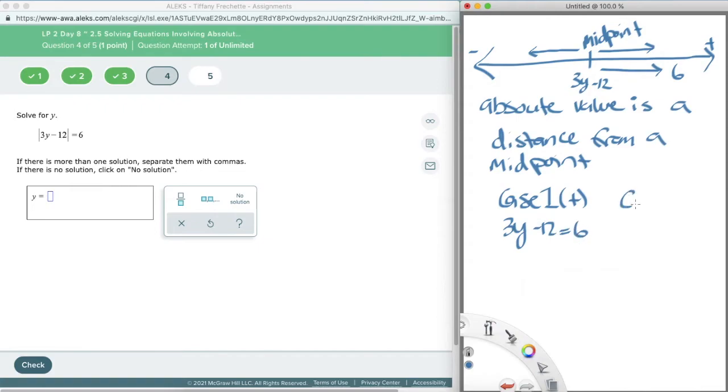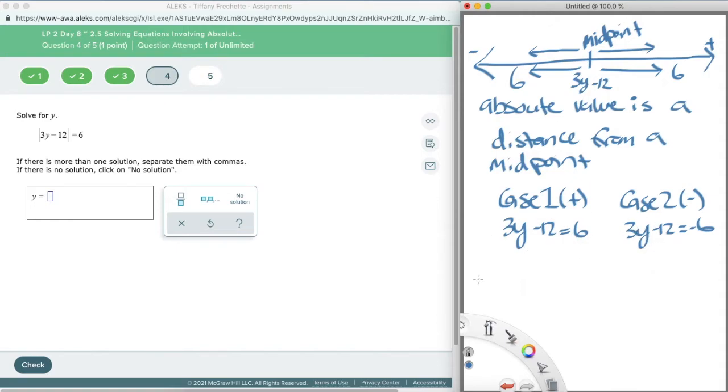Case number 2 is going to be my negative, or my left movement. So I'm going to move to the left 6 units. So I'm going to have my midpoint equaling -6. So now I just have to solve these two, just like I would any other equations.